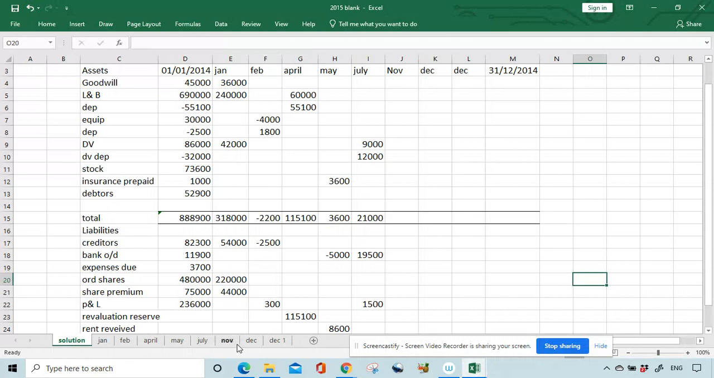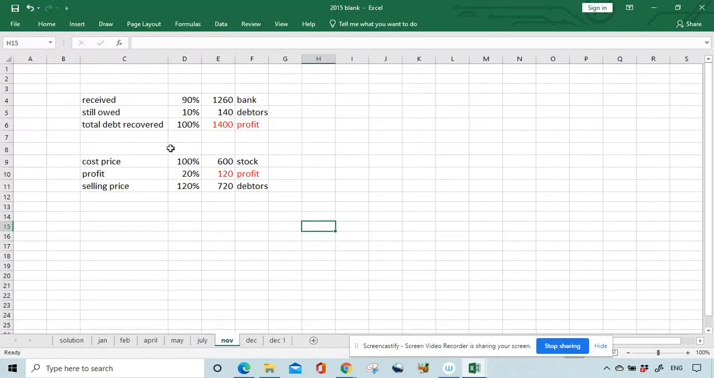So if I go to my notes for November, basically what I have is a payment of 1,260 was received, and that equaled 90%. So I'm going to work out the whole debt by doing 1,260 divided by 90 multiplied by 100, which gives me 1,400. That was the whole debt, and we're going to get that whole debt back, so that is profit, 1,400. Okay, we received into the bank 1,260, so our bank overdraft will reduce by 1,260, and this 140 is going to be our debtor's figure.